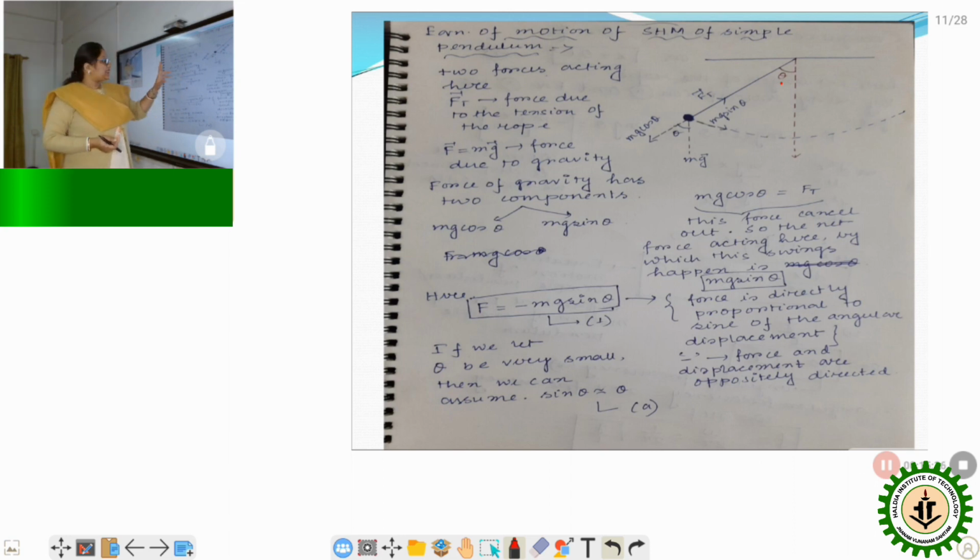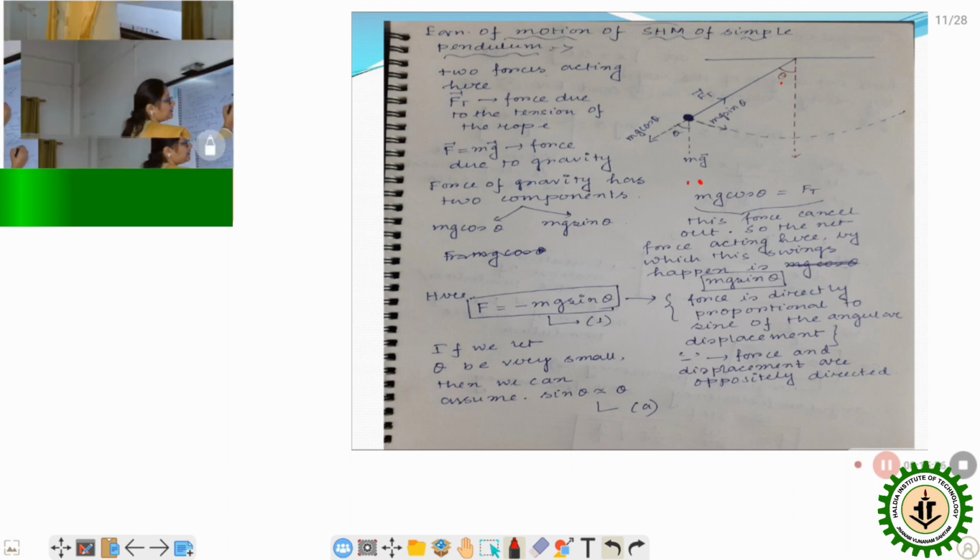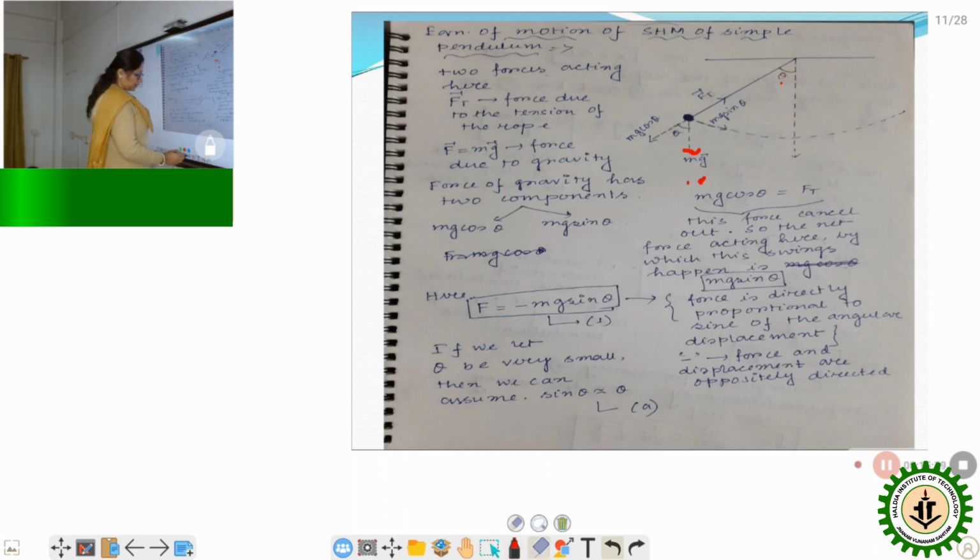First one is the very common one, that is the force due to gravity. Okay, so that is F equals mg. What is g? g is the gravitational acceleration. So F equals mg, and m is the mass of this bob. That means the force due to gravity will be in these directions. And another force is the force due to the tension of the rope, right? And that acts in these directions.